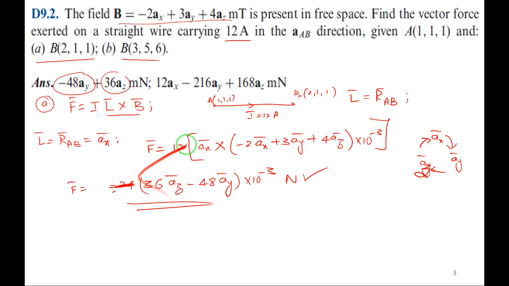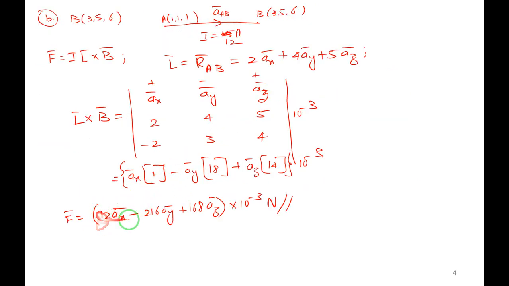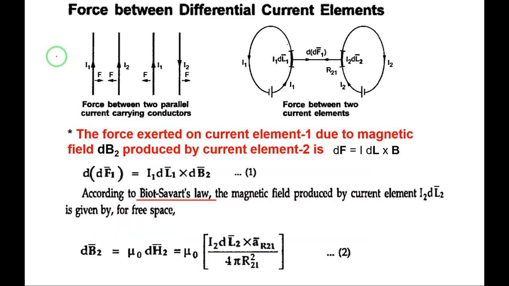They have asked for the vectorial force. So just cross verify: 12 aX minus 216 aY plus 168 aZ, with milli meaning 10 power minus 3. They are asking for the vector force. If it is asked to calculate the magnitude, then it is the square root of 12 squared plus 216 squared plus 168 squared. Okay.